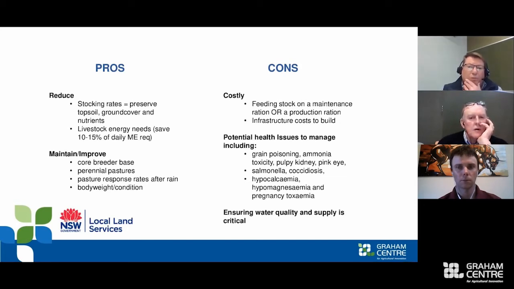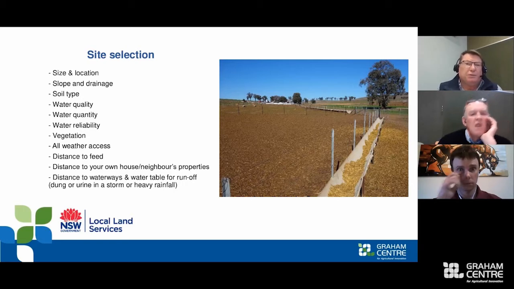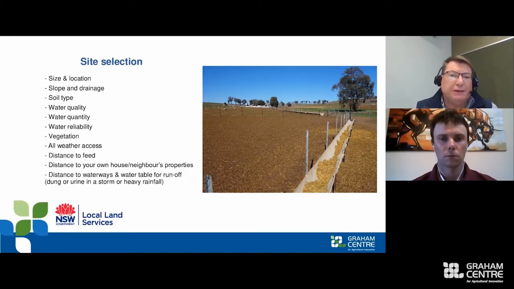And you'll see that I've got ensure water quality and supply is critical. I will talk a bit more about that shortly. But first, I just want to talk about the selection site. The key areas here, again, are size and location, slope and drainage, soil type, and again, water quality, water quantity and water reliability are very important. We've then got vegetation, all-weather access, distance to feed, distance to your own house, neighbours' properties, distance to waterways and the water table for runoff.